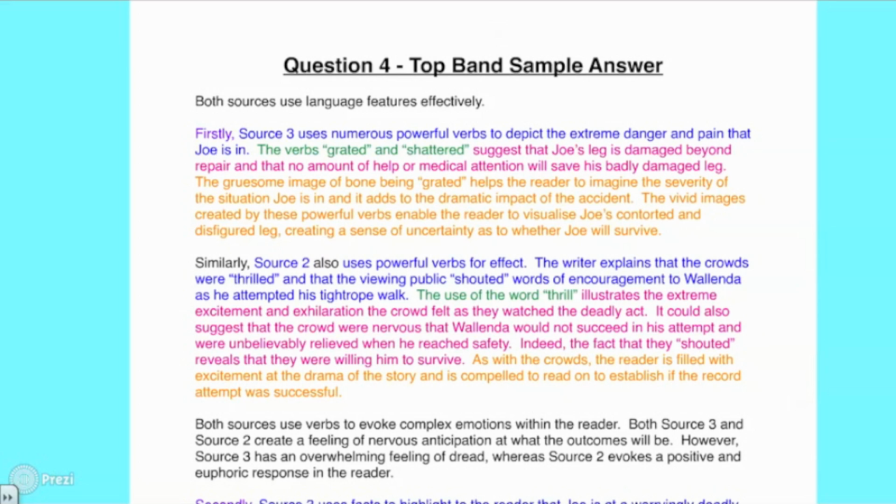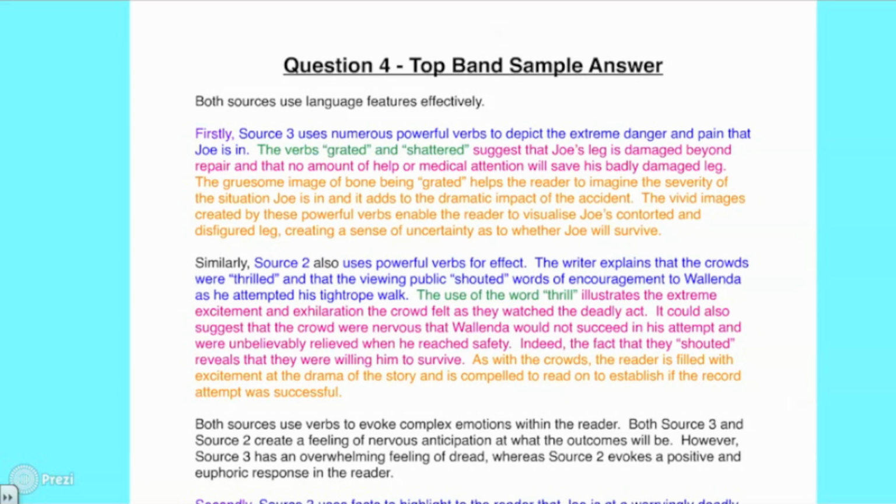This is where I do the effect on the reader. So I've said the gruesome image of bone being grated helps the reader to imagine the severity of the situation Joe is in, and it adds to the dramatic impact of the accident. So again, it's about creating drama. The vivid images created by these powerful verbs enable the reader to visualise Joe's contorted and disfigured leg, creating a sense of uncertainty as to whether Joe will survive.